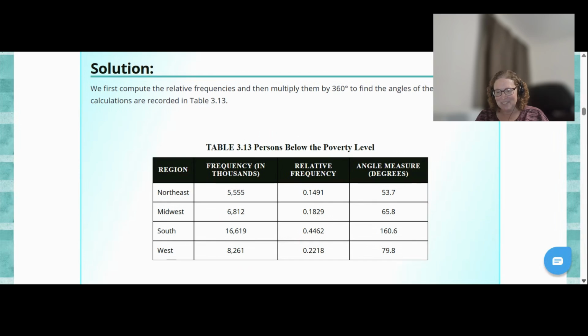And so then I'm going to go 5,555 divided by 37,247. And hopefully, I got 0.149. So there would be my relative frequency. And then the next step, we measure by, what's the size? 360, right? Times 360. Yay. 53.69. And hopefully you get it.